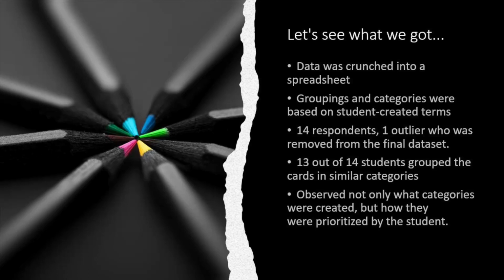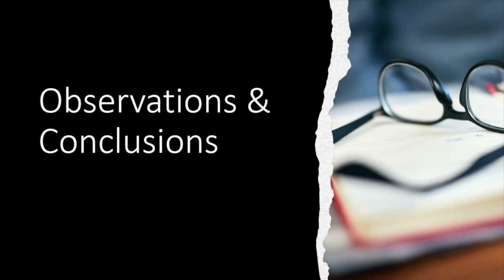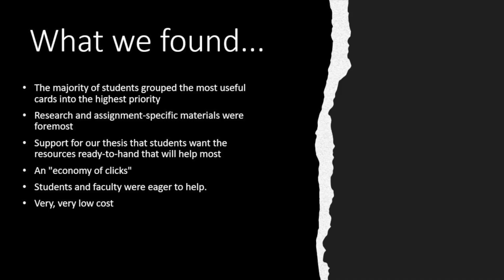A majority of the students grouped the cards in very similar and logical categories, research and databases together, news sources together, etc. We observed not only what categories they created and what went into them, but also how the students prioritized those categories. The majority of students grouped the most immediately useful resources into the highest priority for the guide. Research materials were first and foremost.